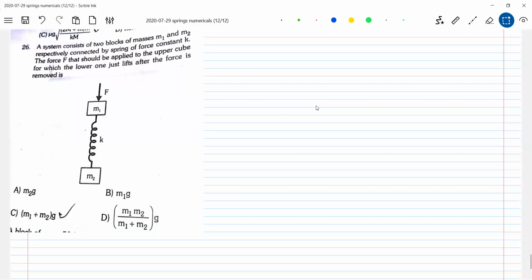Two blocks are there. They are kept on... There is a situation given like this. Let me help you with the diagrams. There's a block M1. There's a block M2.